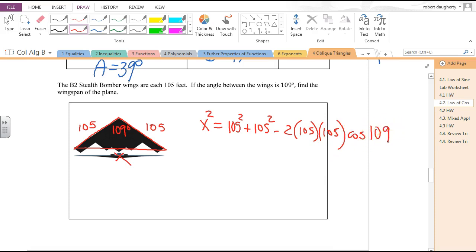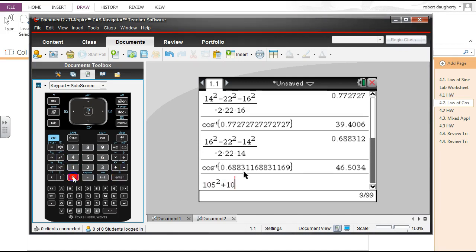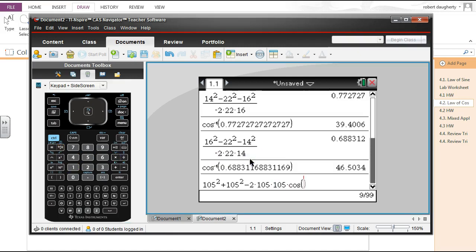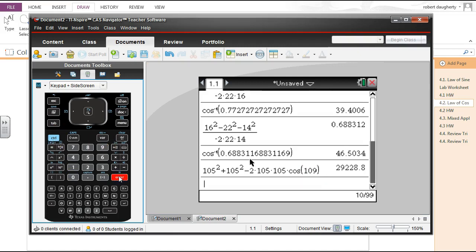Rather than get fancy and try to simplify that, I'm just going to put all that in the calculator and let it take care of it. So 105 squared plus 105 squared minus 2 times 105 times 105 times cosine 109, equal. Did I do that right? What did I do?